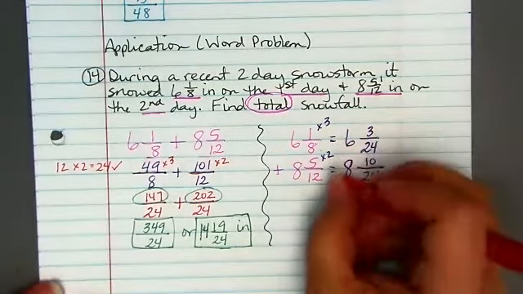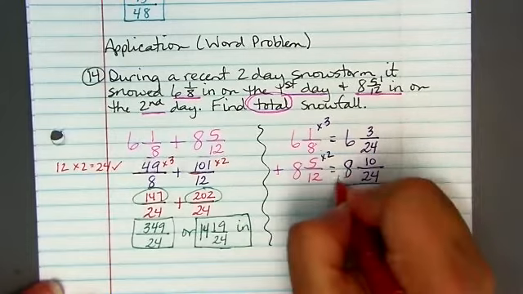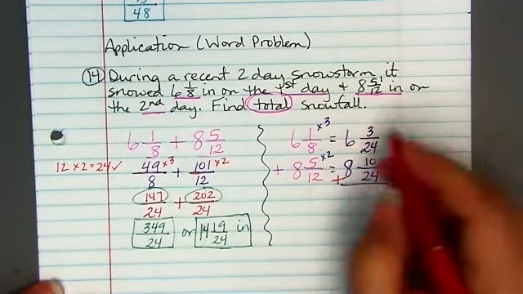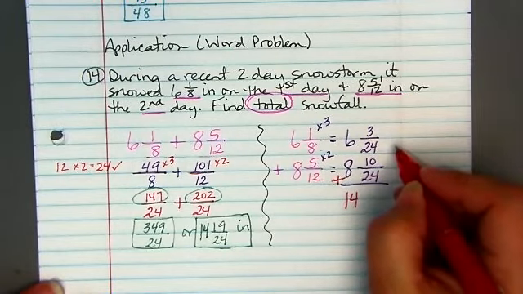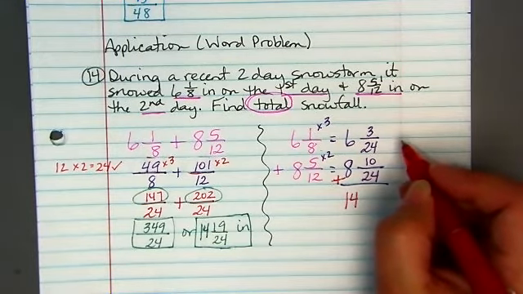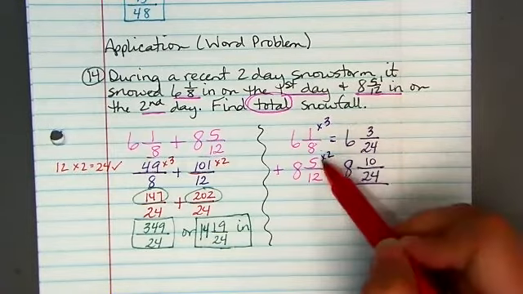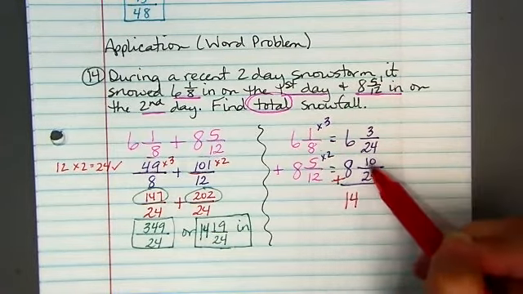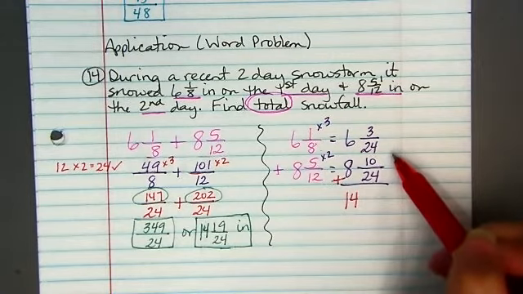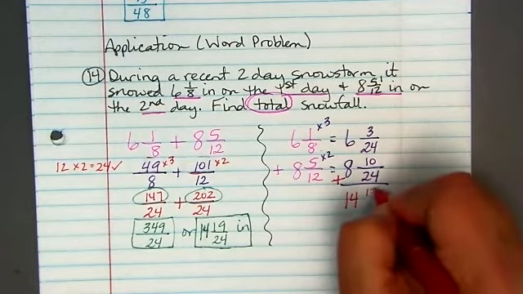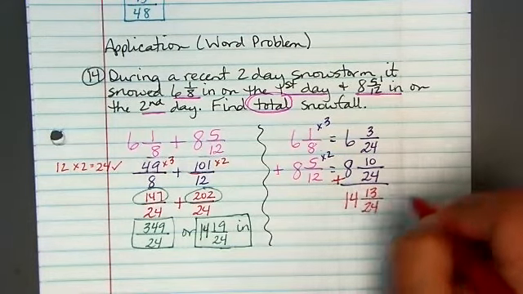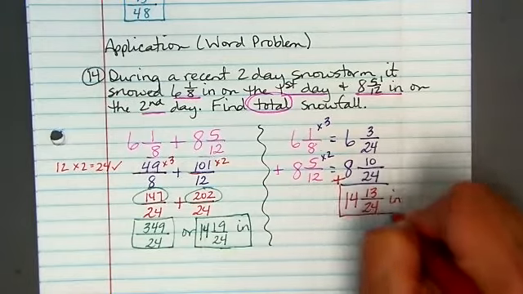So my next step here is going to be to add. 6 plus 8 is 14. 3 plus, did I write that correctly? What did I do? 8 5/12. So we have 6 and 8. No, I wrote the wrong number over here. This is 13 over 24 inches, and there is my final answer.